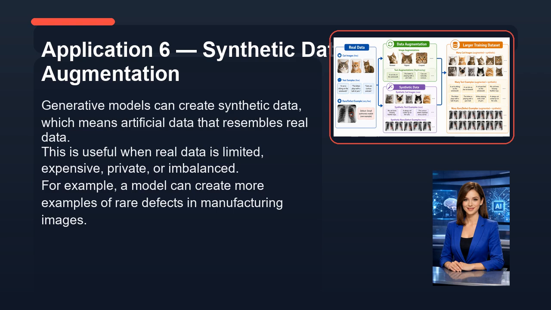In machine learning, synthetic data can help train models more effectively. Data augmentation creates modified versions of existing data, such as rotated images or rephrased text. However, synthetic data must be checked carefully to avoid bias, errors, or unrealistic patterns.